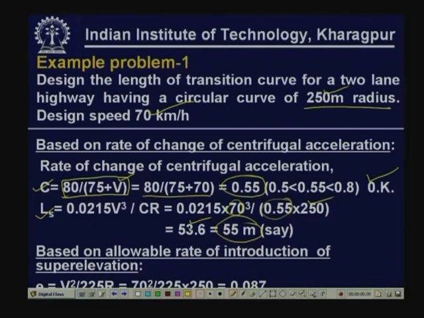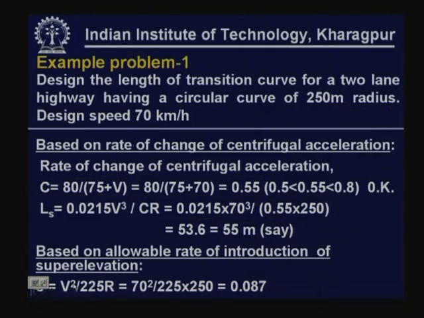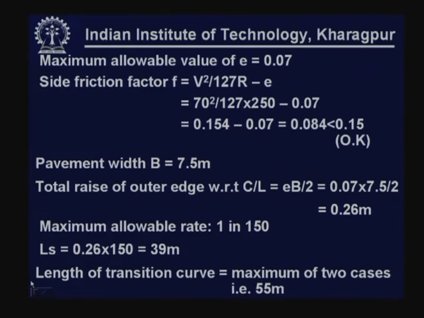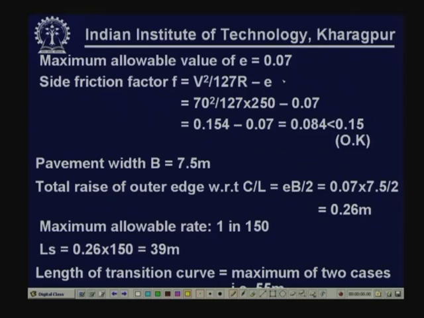Now, based on allowable rate of change of superelevation, for mixed traffic operation, superelevation is designed considering 75% of the design speed. So, therefore, it is V square by 225 R, and as indicated here the calculated value is 0.087, which is more than the permissible value, because what is the maximum permissible value? The permissible value for superelevation under plain and rolling terrain is 7%. So, that means E acceptable is basically 0.07.